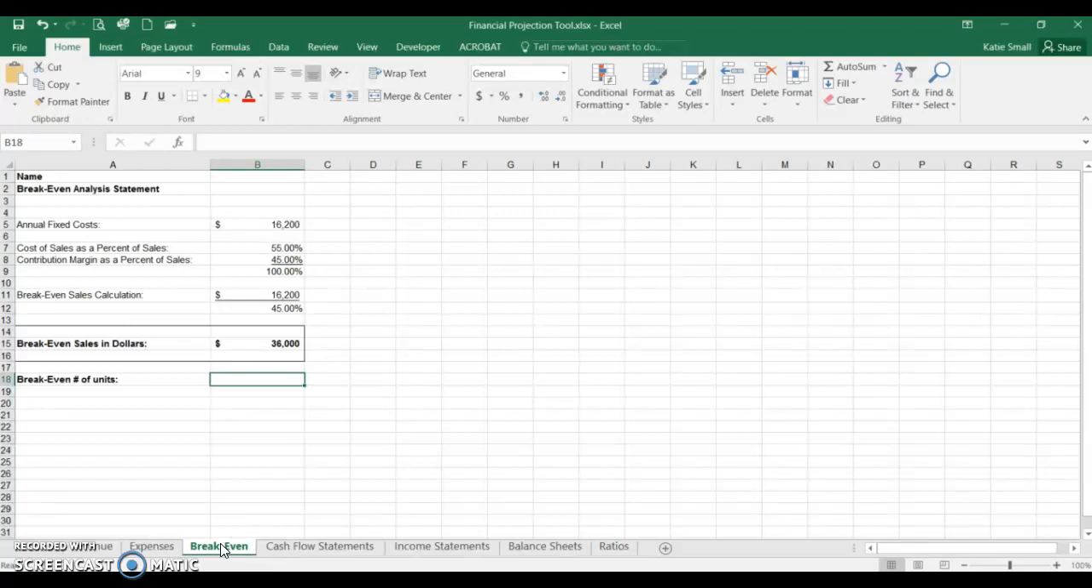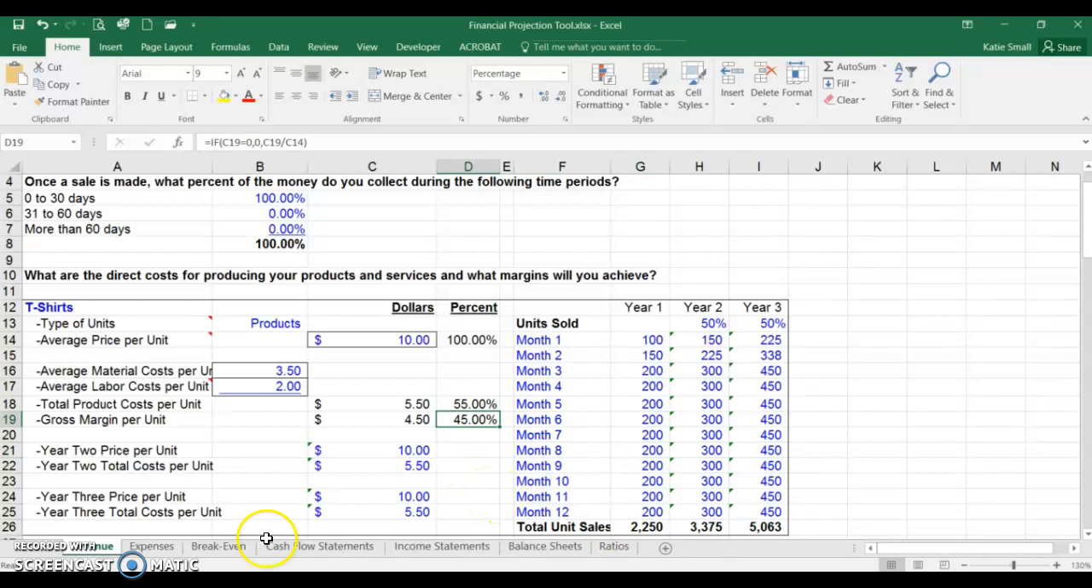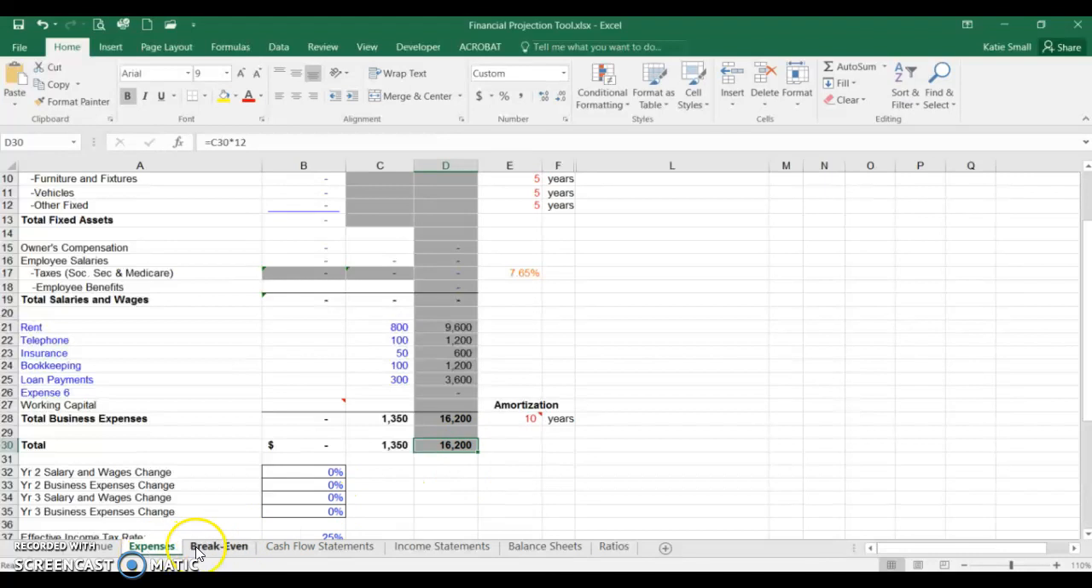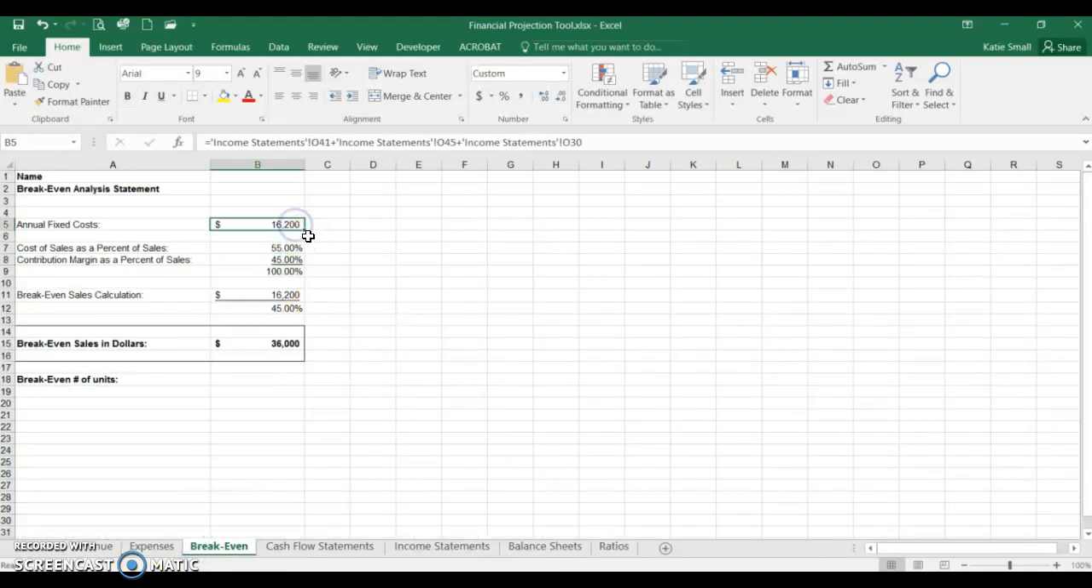I'm going to go ahead and click now on the break even tab. All right, so the break even tab totaled our annual fixed costs. It also totaled costs of sales as a percent of sales and this contribution margin, this 45%. Notice that that is pulling from this 45% right here. All right, and the total annual fixed cost, the $16,200, is pulling from there. You can see if we were to divide that by 12, we get the $1,350 monthly cost that we have in that example that we're using.